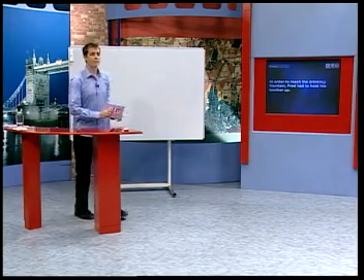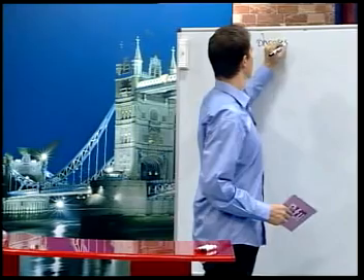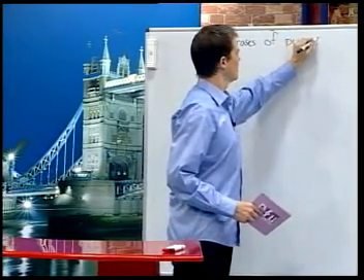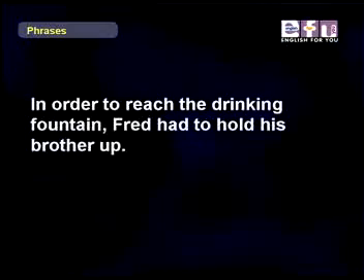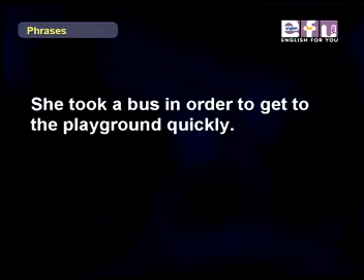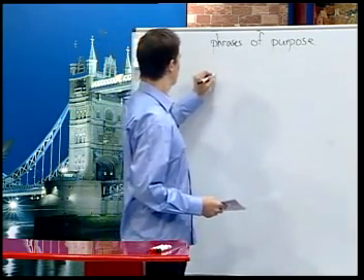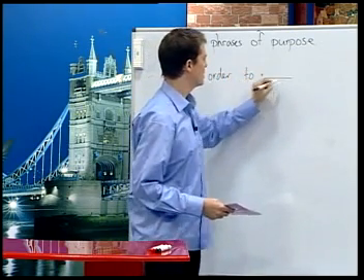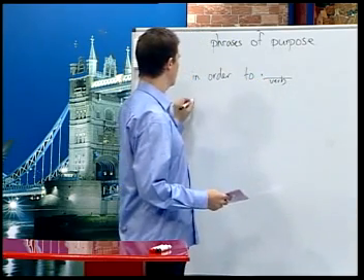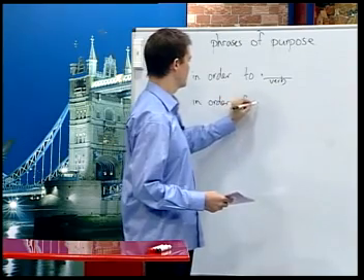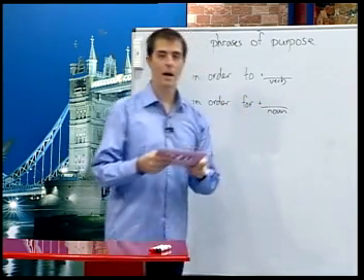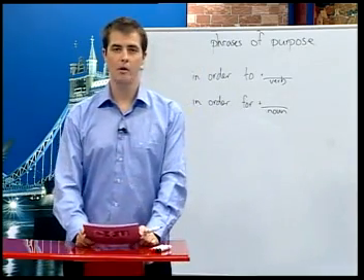Now let's look at phrases of purpose. Please have a look at these sentences. In order to reach the drinking fountain, Fred had to hold his brother up. She took a bus in order to get to the playground quickly. In order for a child to use the seesaw, he or she must be 5. In order to plus verb, or in order for plus noun, are used to indicate an aim or purpose of achieving something.